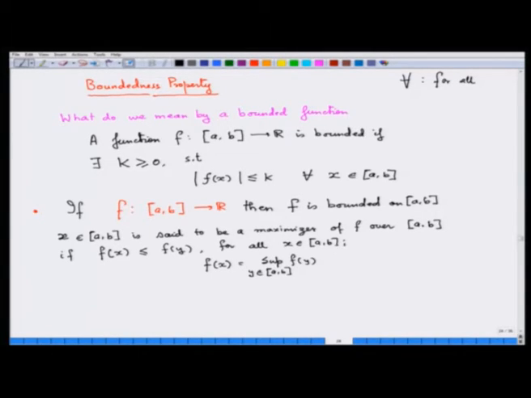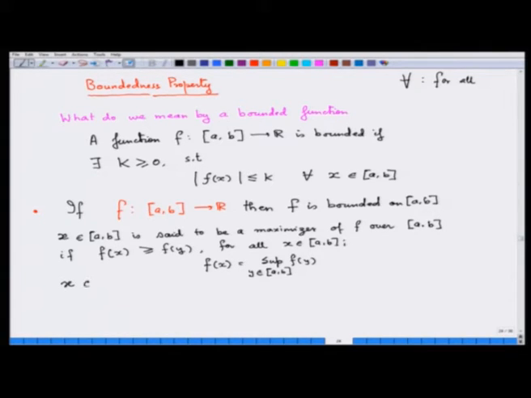Similarly, you can talk about a minimizer. Sorry, here I made a mistake. So, a maximizer means this function value f of x is bigger than all possible function values at all other points. So x is a maximizer over AB if the function value at x is bigger than the function value at any other point y in AB.